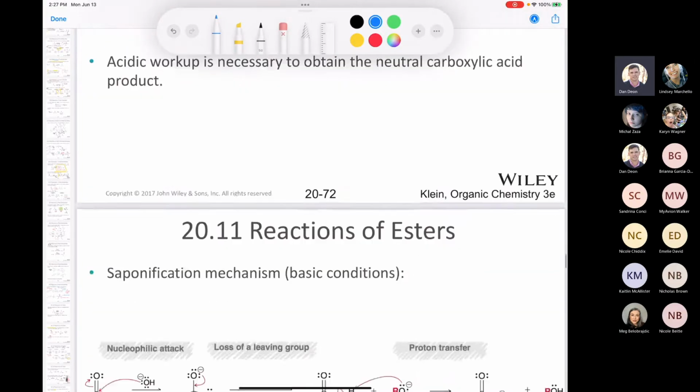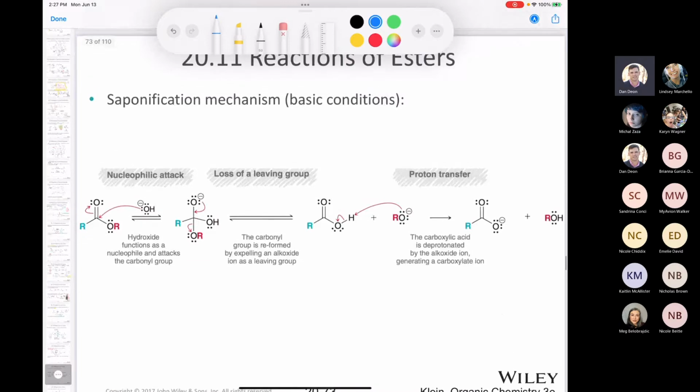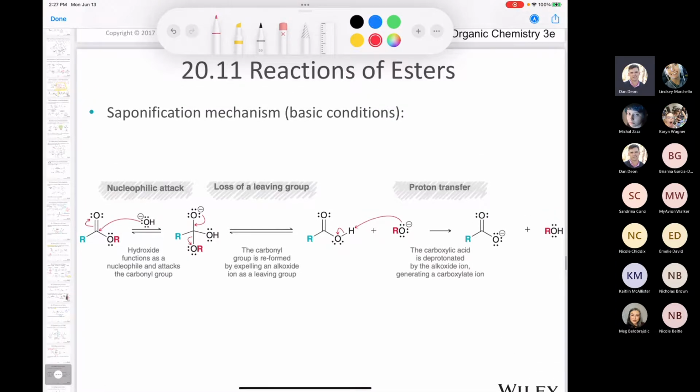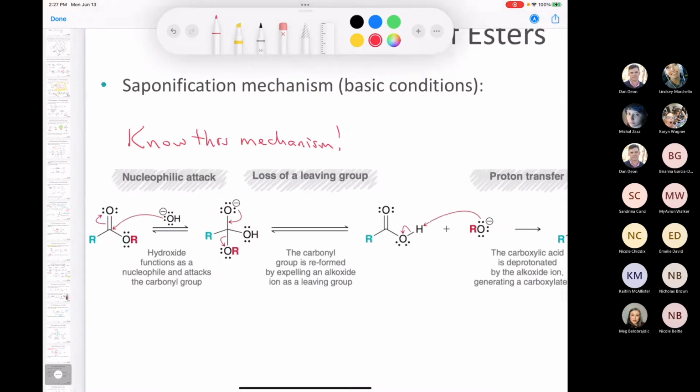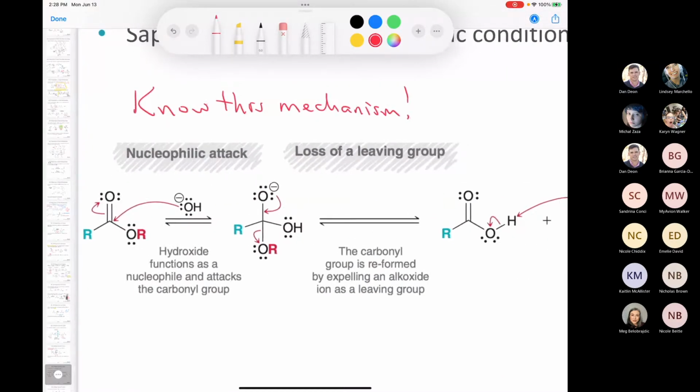Let's take a look at the mechanism. Here it is. It's not very long, but this is one of the most crucial mechanisms. Know this mechanism. Okay, very important mechanism in organic chemistry. First step, just a nucleophilic attack. We know the ester is susceptible to nucleophilic attack by a strong base, strong nucleophile like hydroxide.